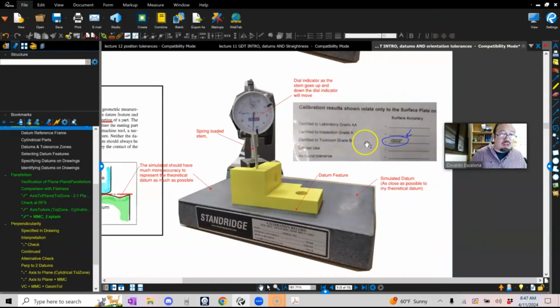Certified to the tool room grade B. Much better than my yellow part. And usually there is a different standard in terms of inspection and datums that you're supposed to follow: your datum simulators should be at least 10 times better than your part.